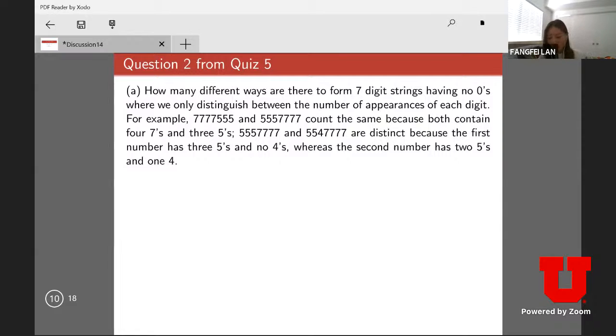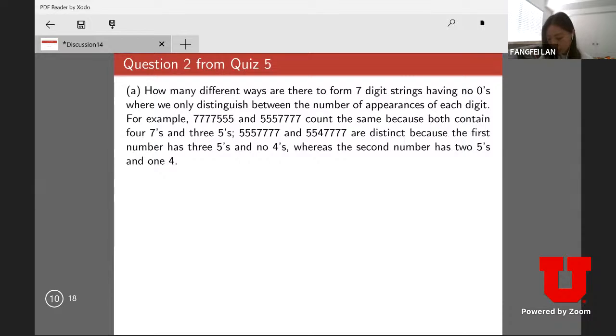So how many different ways are there to form 7-digit strings having no zeros? Basically we cannot use 0. We only have 9 digits here, where we only distinguish between the number of appearances of each digit. For example, 7777555 and 5577775 are the same, so that means the order does not matter, right? The rest of it is just to explain what happened.